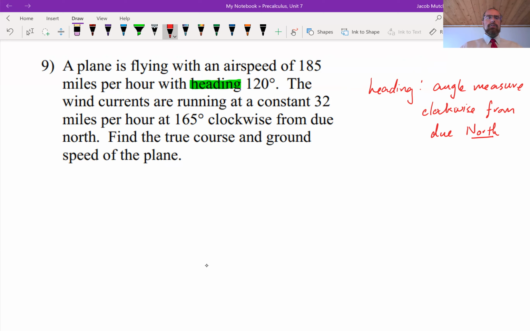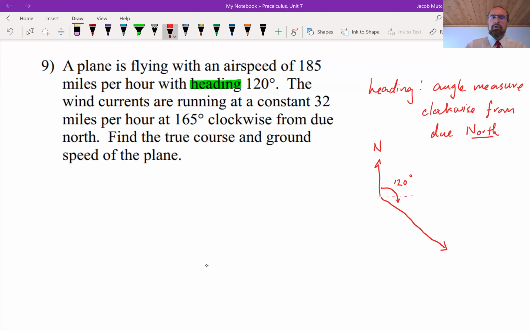So what I want to do for this question is draw a diagram. I'm going to start off with the direction north, and really that's just up. A lot of times we say north is just up. So when I have an initial airspeed of 185 miles per hour with a heading of 120 degrees, I'm measuring 120 degrees clockwise from due north. So 120 degrees is just 30 past 90 degrees. 90 degrees would be something like a right angle, so we're going a little bit past it. So we'll just mark that as 120 degrees.